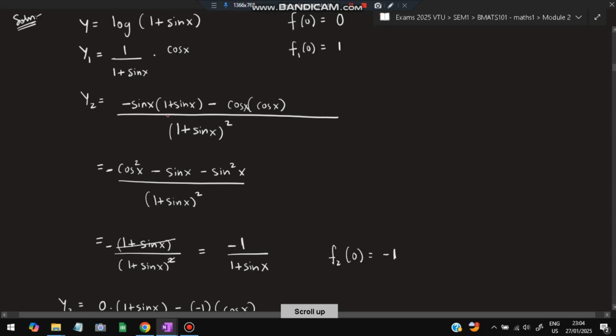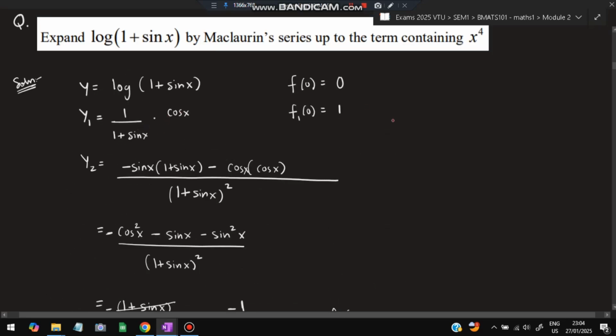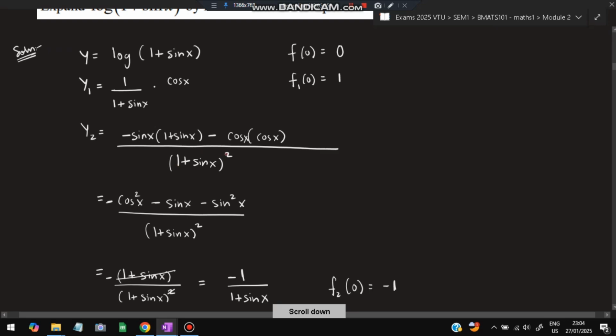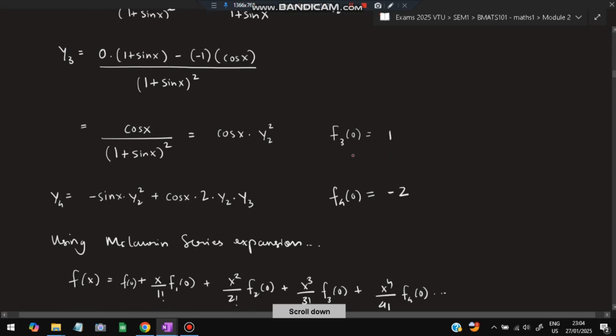So this differentiation, how we did, it is u by v, right? What is the differentiation of u by v? It is nothing but (u dash v minus u v dash) divided by v square. This is the formula, right? That same formula we have applied here. So we'll be getting the f3 value.